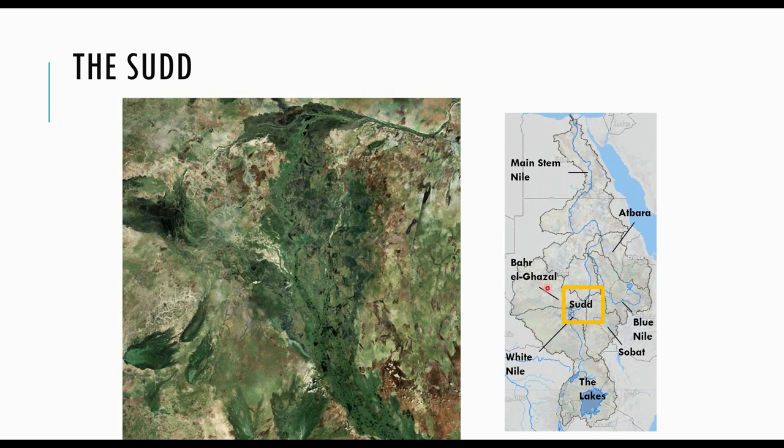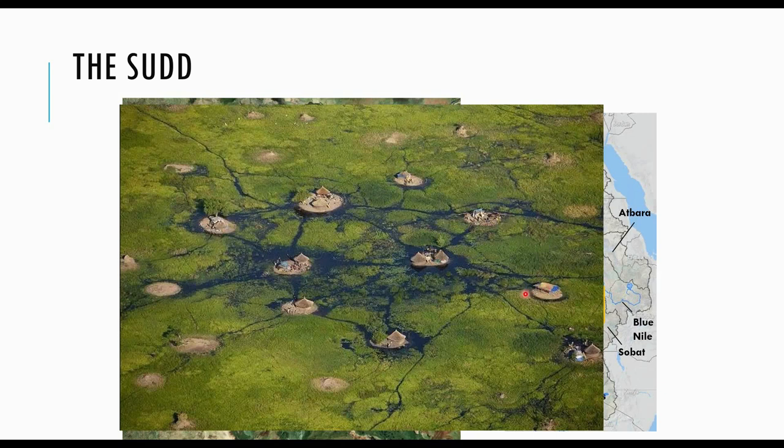The Sud, if you're wondering what it actually looks like there, it's a wetland. There's a lot of population that lives in the Sud, and it's a wetland that is papyrus-dominated, but is diverse, of course, over its large area. Very important biodiversity center, particularly for migrating birds.